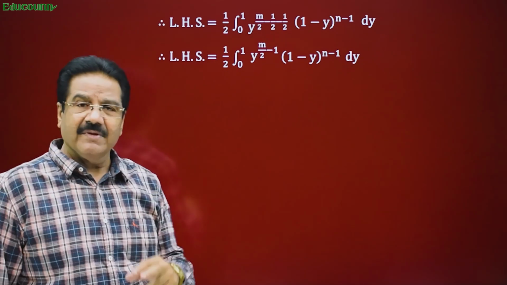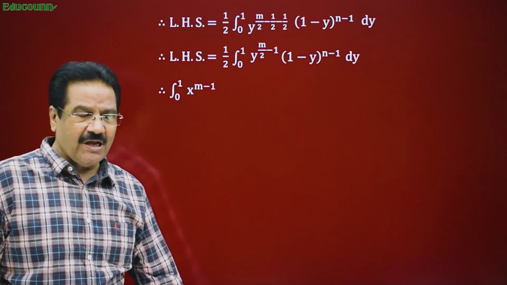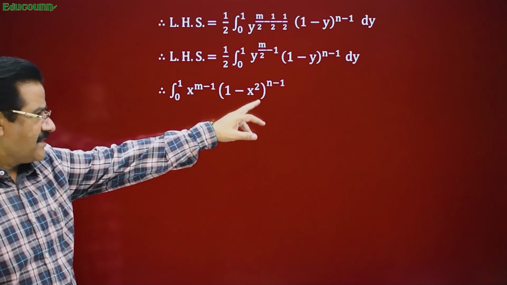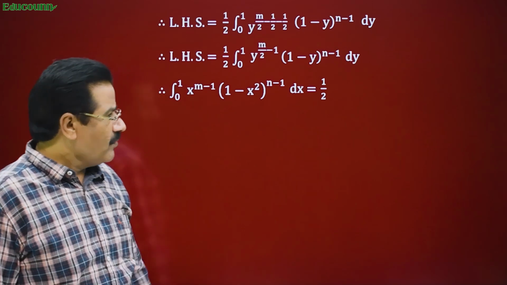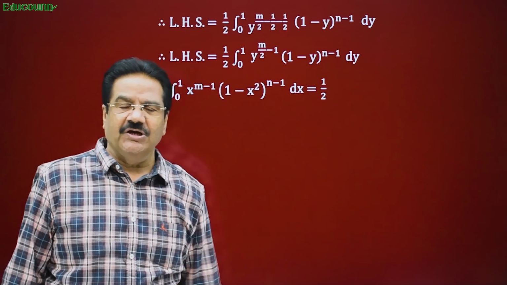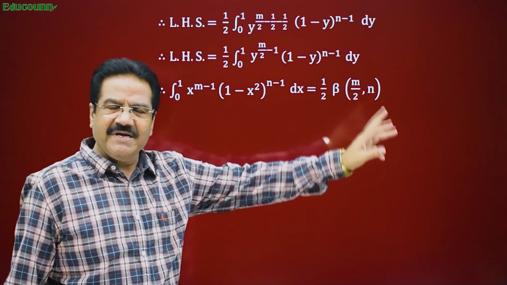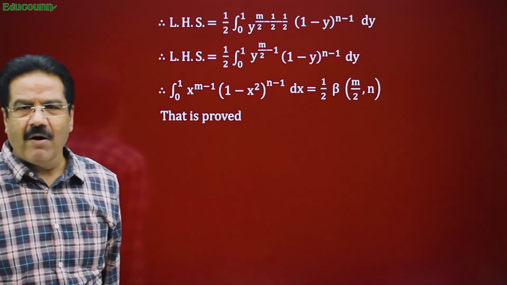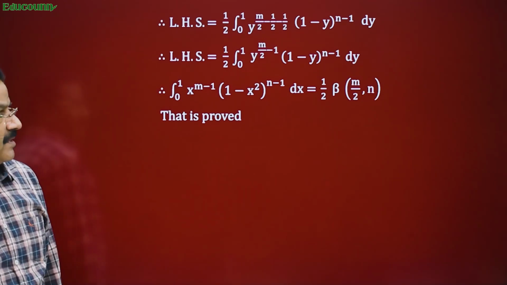Because instead of m, there is only m by 2. And therefore we can say that integration 0 to 1 x raised to m minus 1 (1 minus x square) raised to n minus 1 dx is equal to 1 by 2. And this is as per the definition. We can write down m by 2, n in beta function. So that is proved. So this is all about examples on beta function. So thank you.